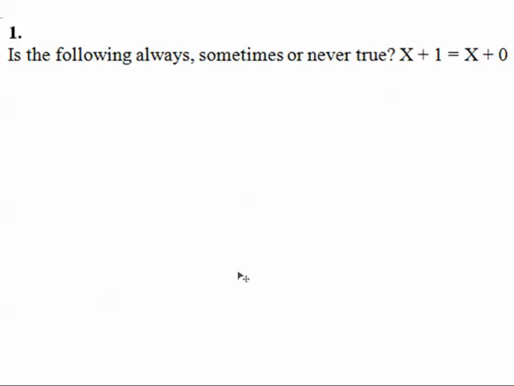And here we go. Number 1, is the following always, sometimes, or never true? Is x plus 1 ever equal to x plus 0? That's one to think about for a moment. I think most of the time we think, no, you can never add 1 to a number and get the same thing as if you added 0 to that number. And that is my first thought.